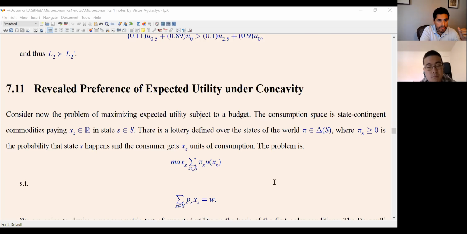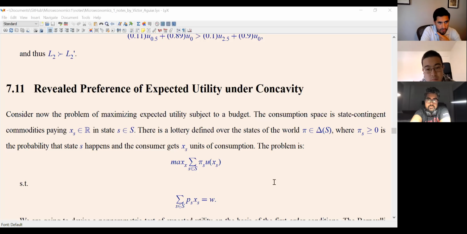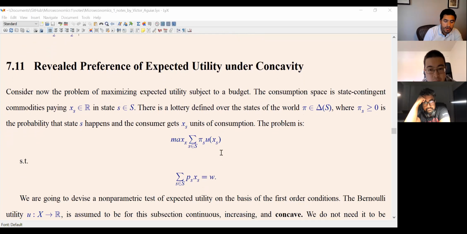I'm not going to study the full general model of expected utility, but this special version where you have risk-averse agents. So we know risk aversion means the utility is concave, okay? I'm going to try to get from this problem some sort of Afriat inequalities. That's my objective. So consider the problem of maximizing a utility, expected utility in this case, subject to a budget. So this is a portfolio choice.